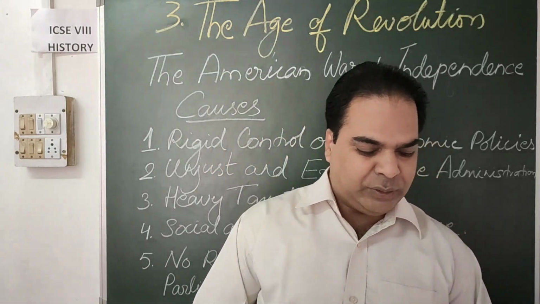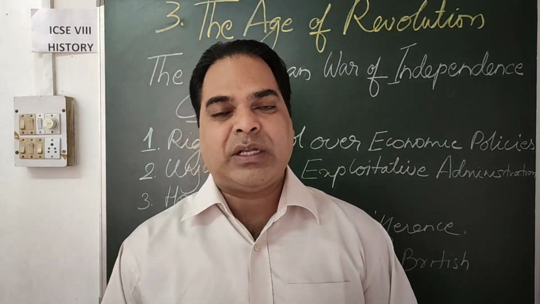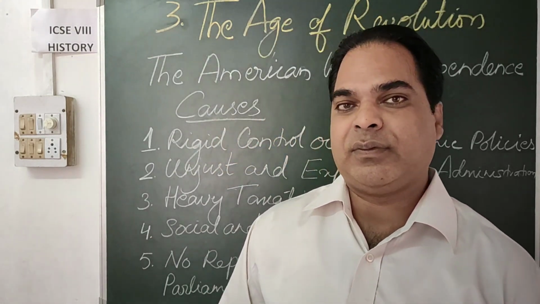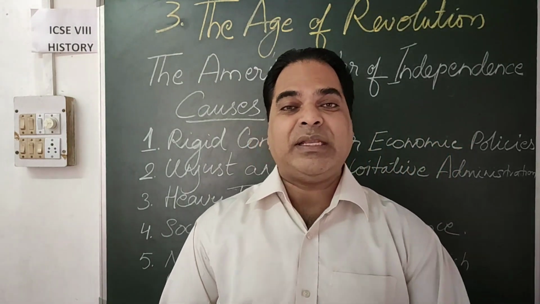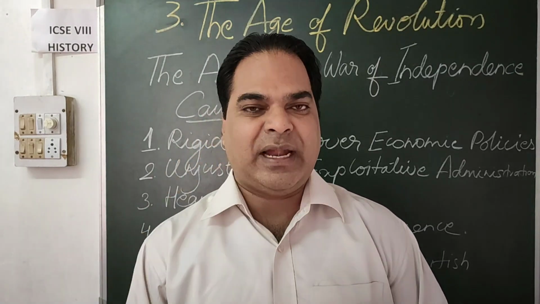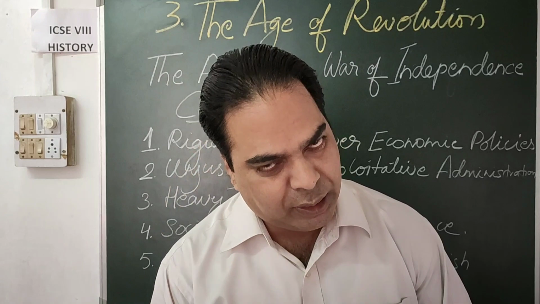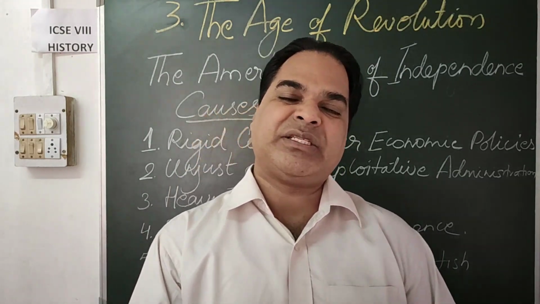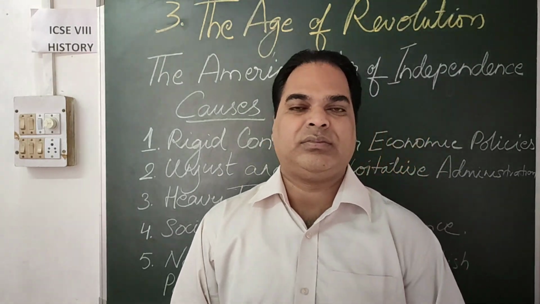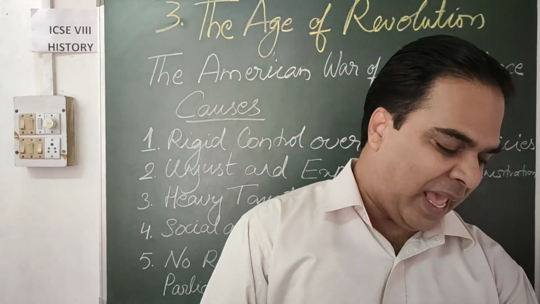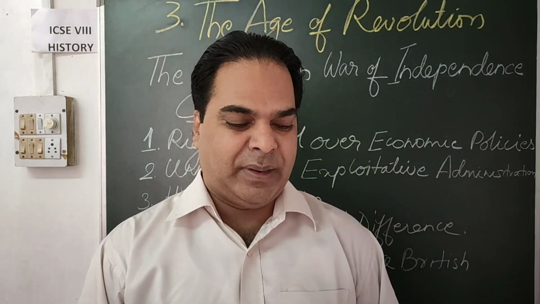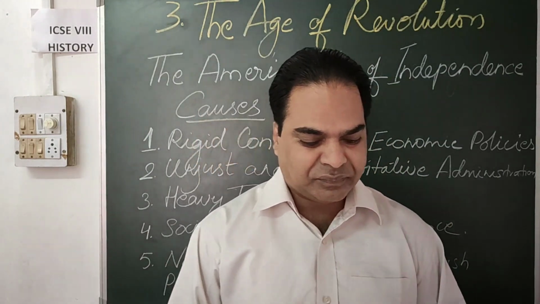Due to this, when the American War of Independence was fought, it led to the birth of the United States of America as a nation. 13 colonies were there, and after the end of the war, a new country was born in the name of United States of America. It also ended the autocratic rule, and then there was the establishment of a democratic form of government.